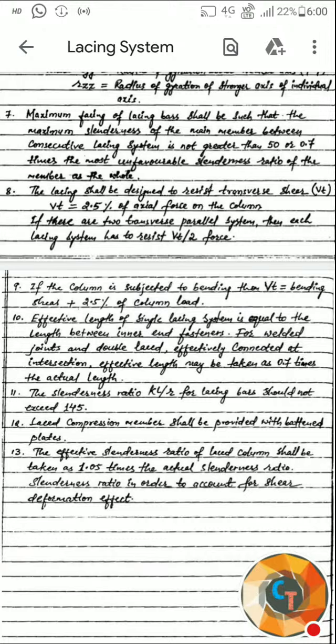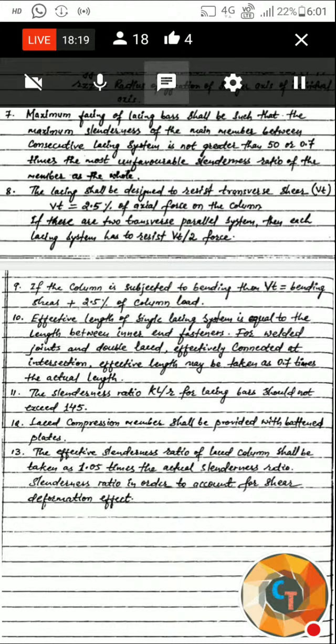Ninth point: if the column is subjected to bending as well as shear, you need to add the bending shear stress to increase VT. That is, VT is equal to bending shear plus 2.5% of the column load. And the 10th point is effective length. It is the distance between the inner bolts, inner to inner, that is the effective length of the lacing system. Is it clear?